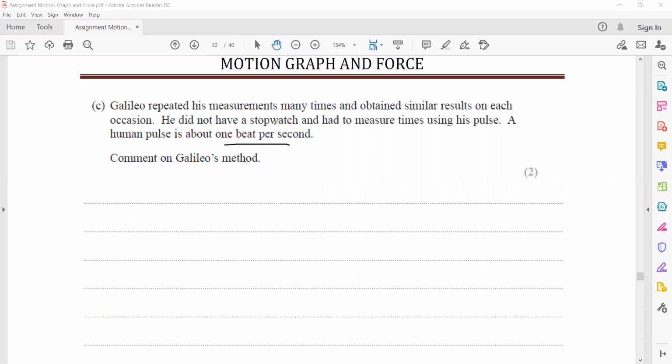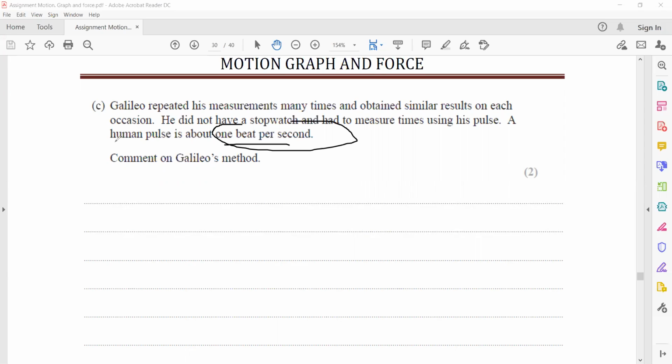So the comment on the Galileo method. First thing, 1 beat per second means a time interval in a fraction cannot be measured precisely. For example, if an object was taking 1.5 seconds, how can he measure 1.5 seconds? He cannot identify 1.5. It's always a whole number. So it will not be precise or accurate.